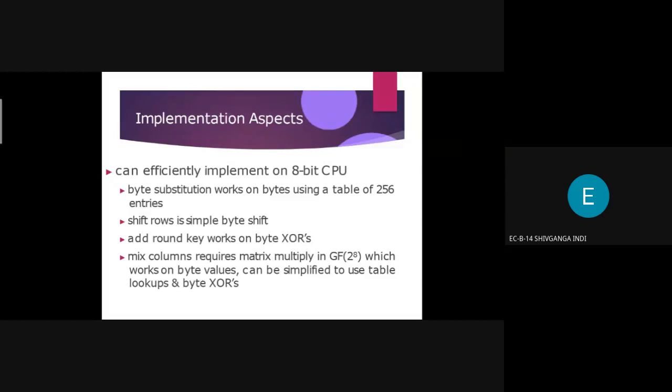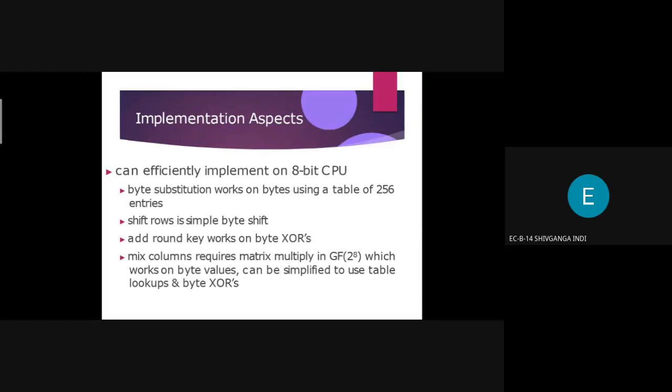The add round key works on an XOR operation, and our mix column requires the Galois field, that is 2 raised to 8. Here, 2 raised to 8 indicates 8 is the number. So if we take the Galois field as 8, then we have to consider the numbers 0 to 7.